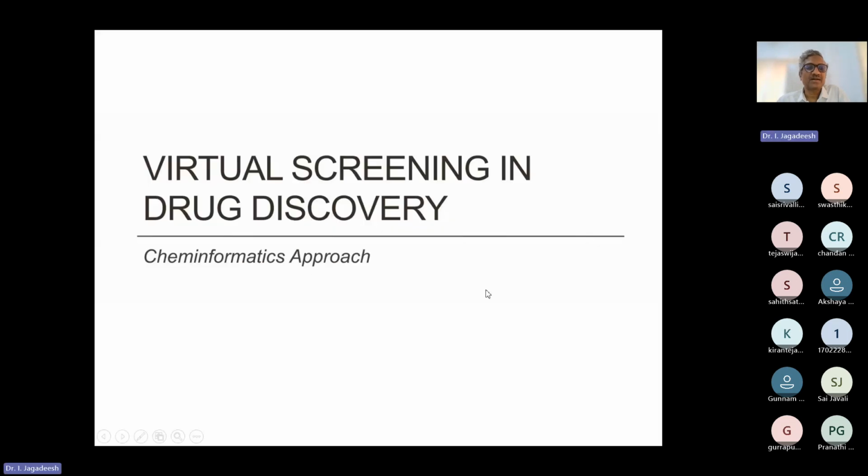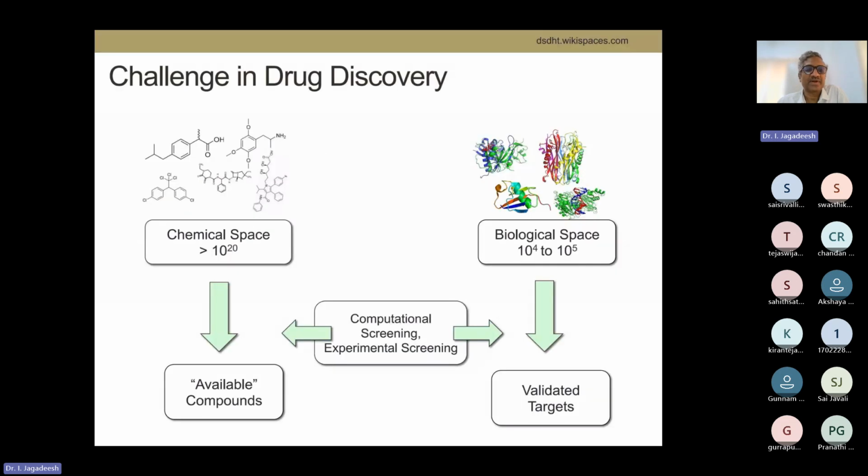Now we will enter into a very important topic in our drug design process: virtual screening in drug discovery. It is based on the chemoinformatics approach. Of course, we are going to use bioinformatics also. Without that, we cannot proceed.